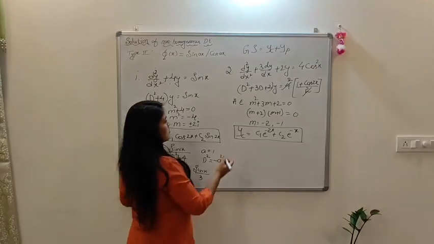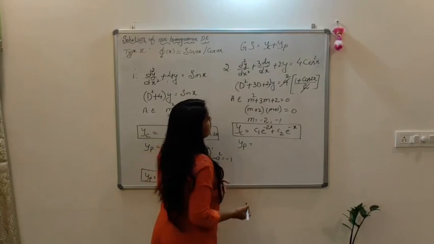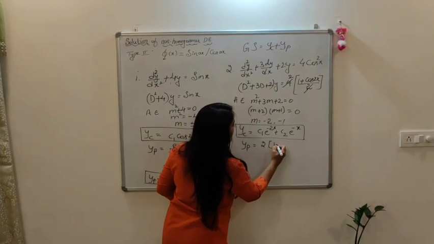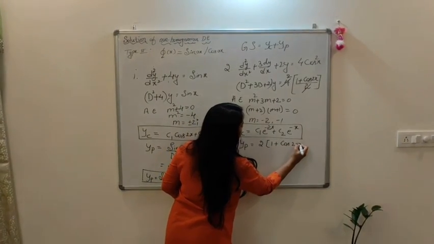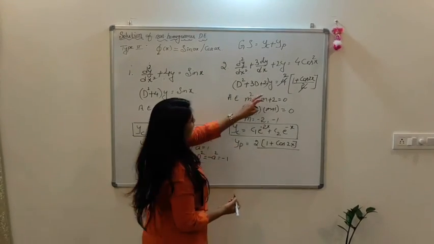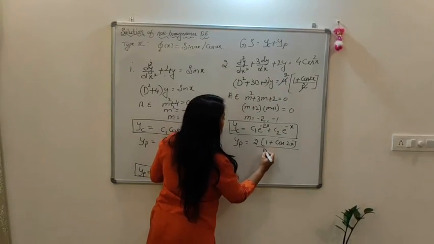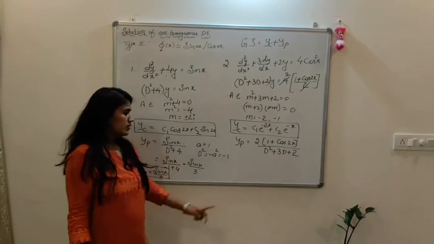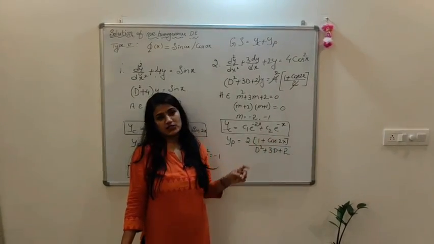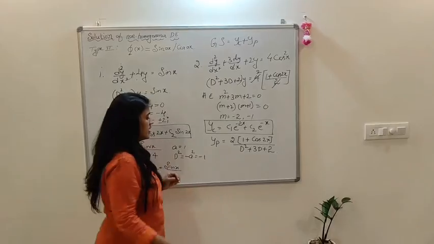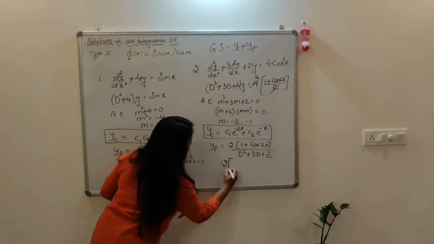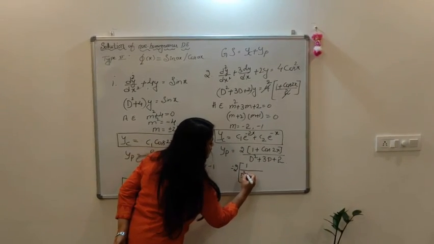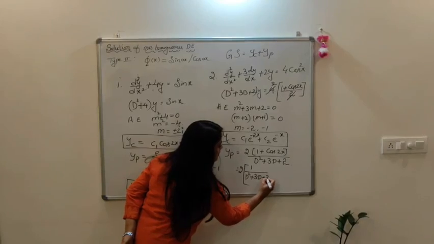Yes, come to yp. So now yp is equal to, what about the RHS? After cancelling this, you got 2 times of 1 plus cos 2x whole divided by y coefficient. Y coefficient is d square plus 3d plus 2. So there are 2 terms in RHS, 1 plus cos 2x. Okay, we have to separate the denominator. So I will write it as 2, let it be outside. Commonly I have taken outside. 1 by d square plus 3d plus 2.